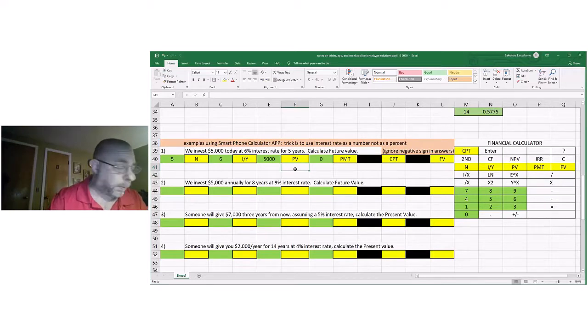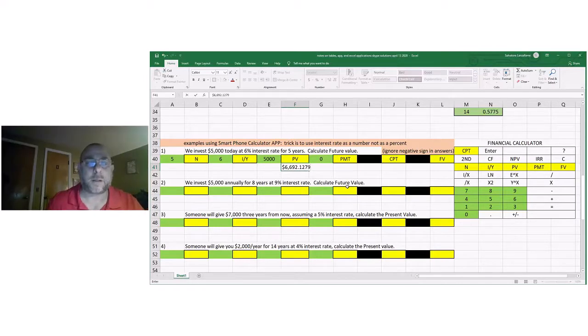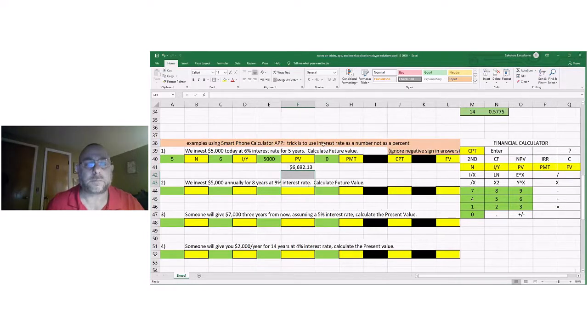If you do it, you will get the answer. On your screen, you probably would get a negative value. And notice right here, ignore negative sign in your answers. So pretend the negative sign is not there. You get 6,691.1279, which translates into 6,692. Okay, and that's your answer for the first one.